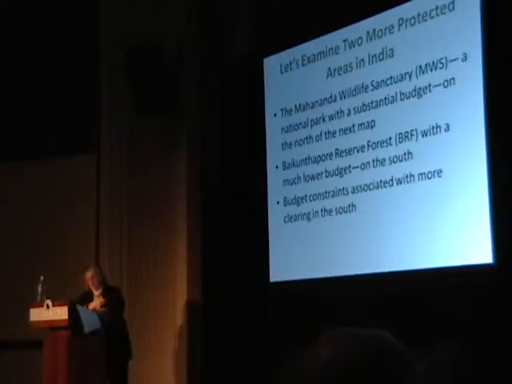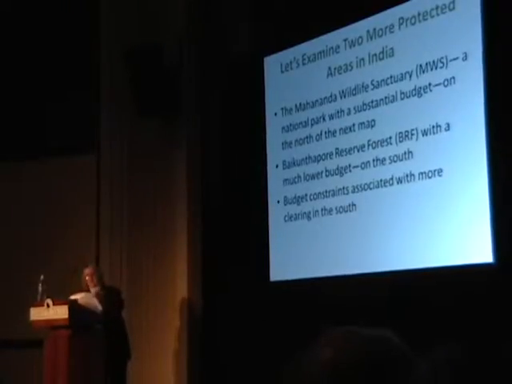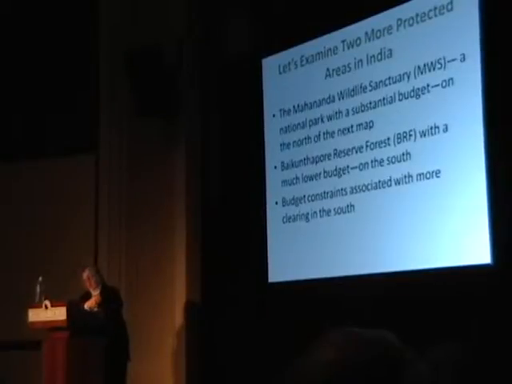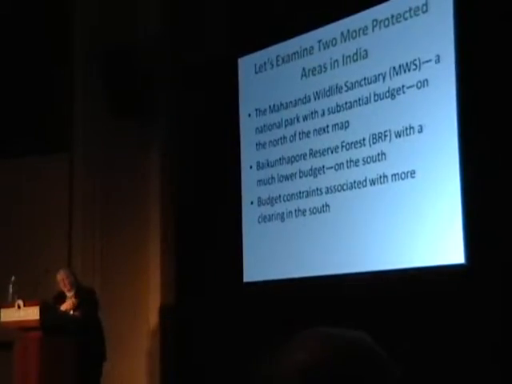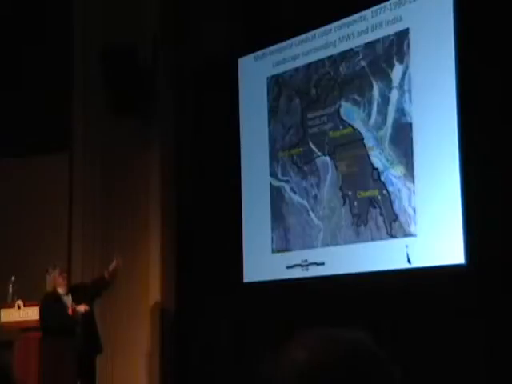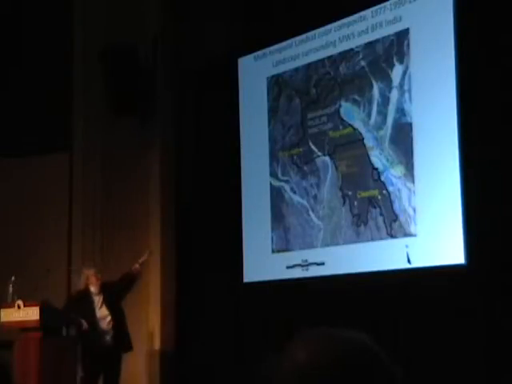And so let's then go on to two more protected areas in India. We look at the Mahendra Wildlife Sanctuary, a national park with a substantial budget on the north, and then a biosphere reserve on a very limited budget on the south. You find that there's a difference when they have a good budget. You go up to the north, and you're not there.